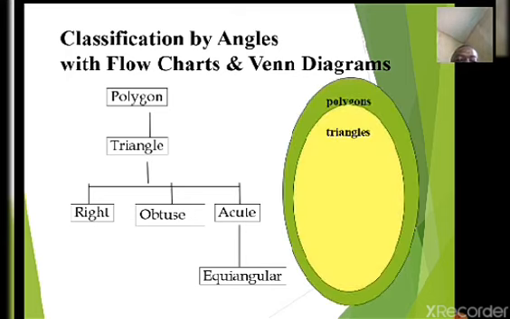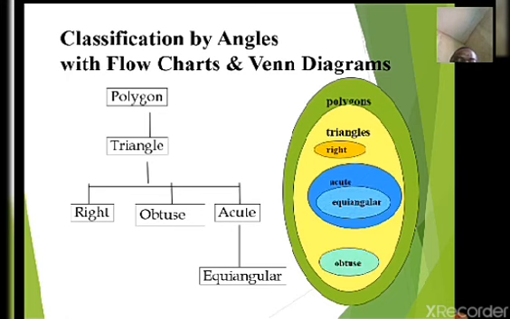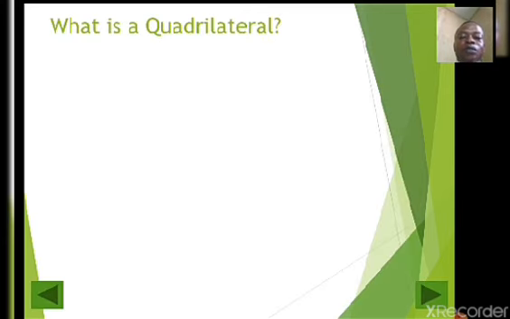So we have polygons as usual being the general one. Inside it is triangle, and inside that we have acute, inside that we have equiangular, then right angle. We also have obtuse. So all these can be seen from what we are having on the chart. Now we'll move away from triangles and talk of quadrilaterals.